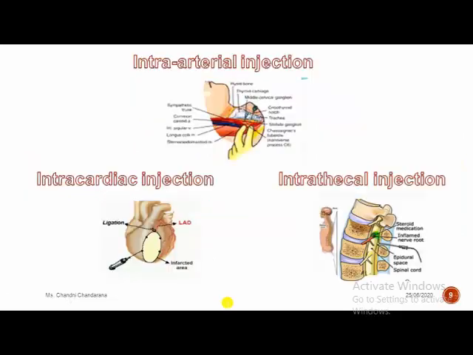Now next is intraarterial, intracardiac, or intrathecal. So first, what is intraarterial injection? Where should it be given? Obviously the name suggests, arterial means the injection is given directly into the arteries. Here you can see this is the location of arteries. So this kind of injection is given directly into the arteries.